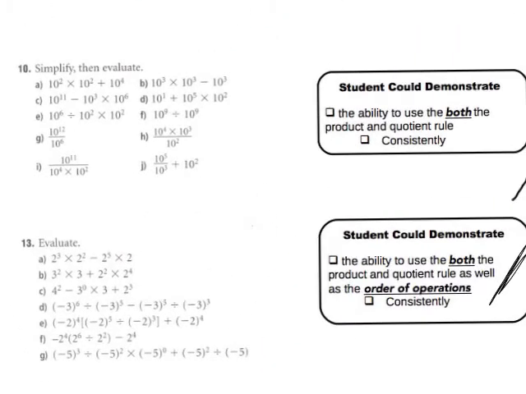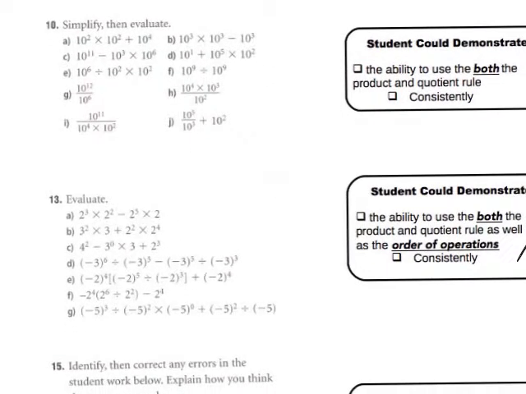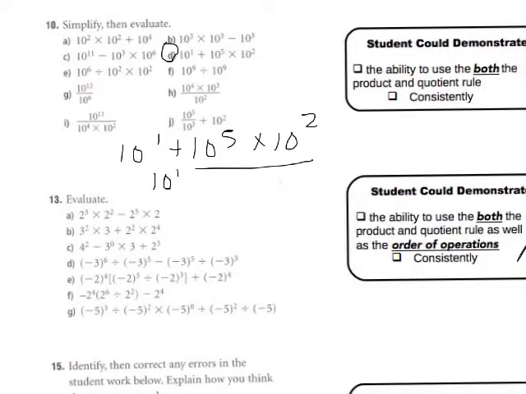So let's go back up here and let's try to work our way through some of these. So we'll pick one. Why not randomly pick D? 10 to the power of 1 plus 10 to the power of 5 multiplied by 10 to the power of 2. Order of operations says I must do multiplication before any adding. So I have 10 to the power of 1 plus 10 to the power of 5 times 10 to the power of 2 is 10 to the 5 plus 2. Rewrite the whole question. Again, you'll have more room than I do.